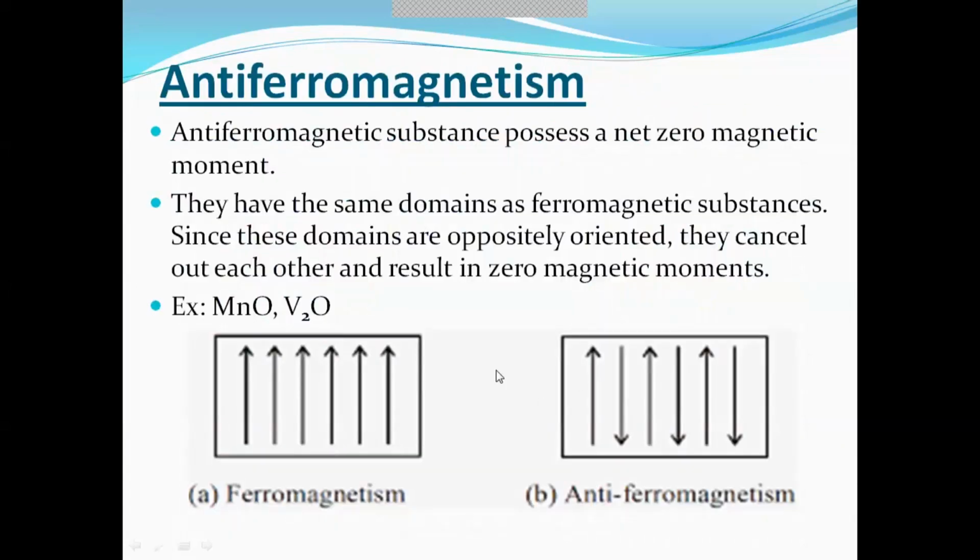Antiferromagnetism has domains as seen in ferromagnetic substances, but the arrangement of domains is in a compensatory way. If one is in the upward direction, the next one is in the downward direction, which results in cancellation of each other.